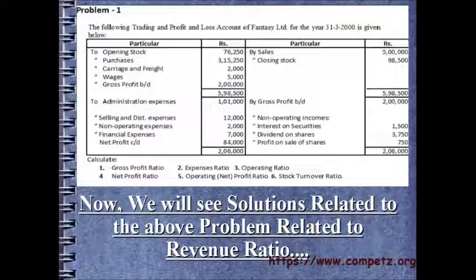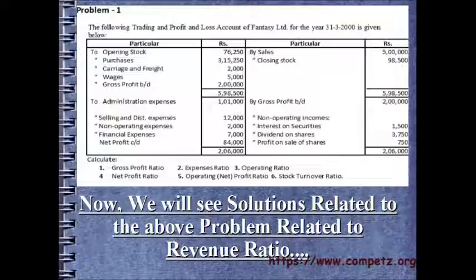In the debit side, to opening stock is 76,250, to purchases is 3,15,250, to carriage and freight is 2,000, to wages is 5,000. We start with the credit side of trading account. By sales is 5 lakh. By closing stock is 98,500.